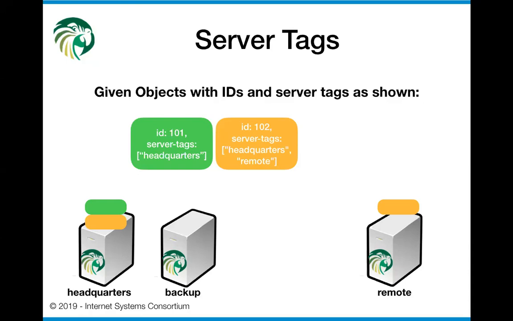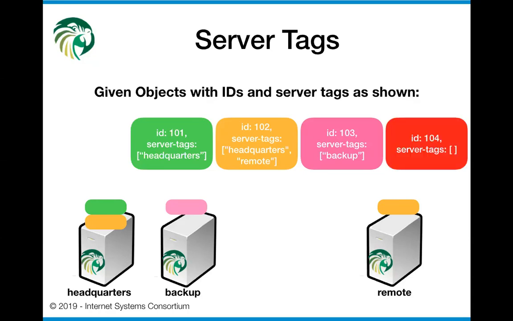In this case, headquarters and remote get those building blocks when they go out and query the database. So now we see that headquarters has 2 bricks and remote only has 1. Then we have the ID 103, which only has 1 server tag, which is backup, and that means that brick is only applied to the backup server.